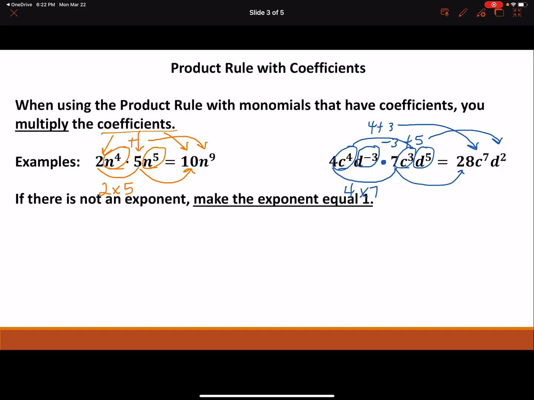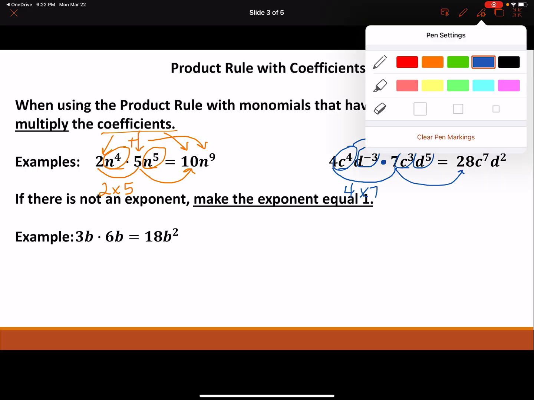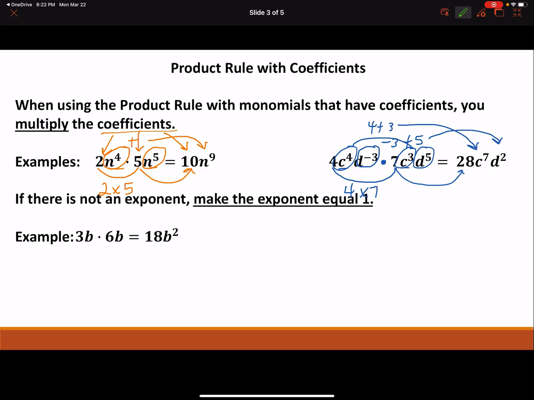If there is not an exponent, make the exponent equal 1. So basically just replace that exponent with a 1. For example, 3b times 6b, I can put a 1 in there. I'm going to multiply my coefficients, 3 times 6, and that's going to give me 18. And then I'm going to take those variables and add those exponents. And that would give me b squared.